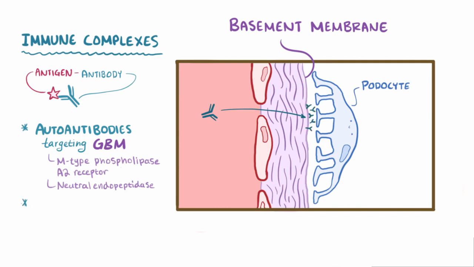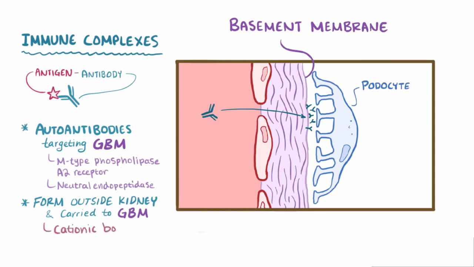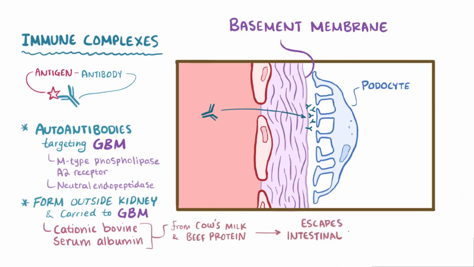Immune complexes, though, might also form outside the kidney, and then get carried through the bloodstream to the glomerulus and deposit in the basement membrane. One potential circulating antigen that's been identified is cationic bovine serum albumin, which is present in cow's milk and beef protein, and can escape the intestinal barrier, cause immune complex formation, and deposit in the GBM.